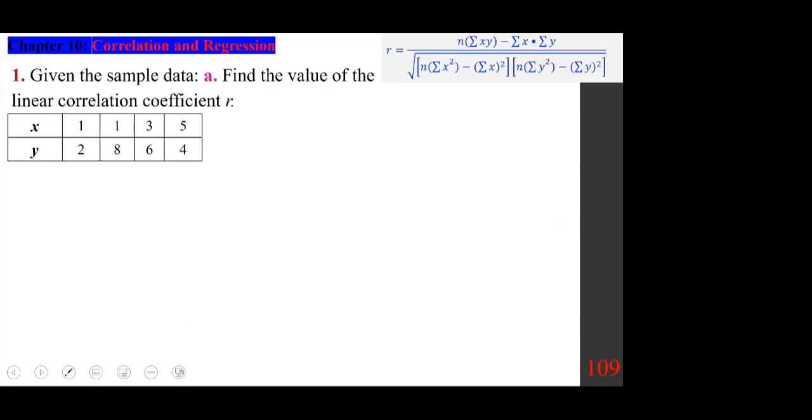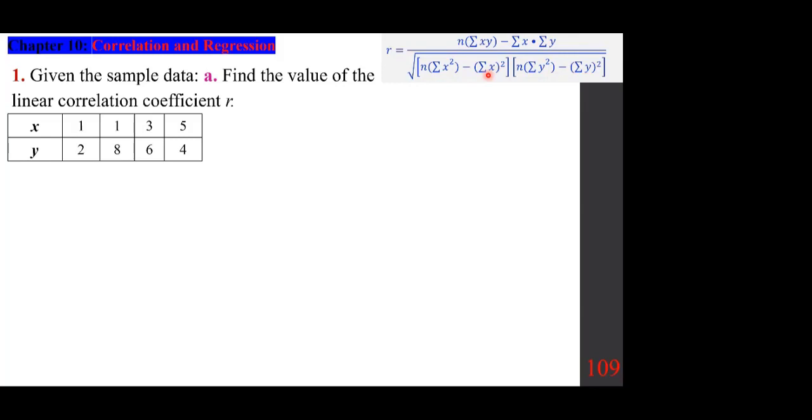Normally this is done by technology, but I've chosen a small sample so we can do this by hand in case. We look at the formula. R is n summation of xy minus summation of x times summation of y, over the square root of n summation of x squared minus summation of x quantity squared times n summation of y squared minus summation of y quantity squared. There are other types of formulas they use. Ultimately, it means the same thing. And I hope you see it's a pretty complicated formula. That's why it's done by technology.